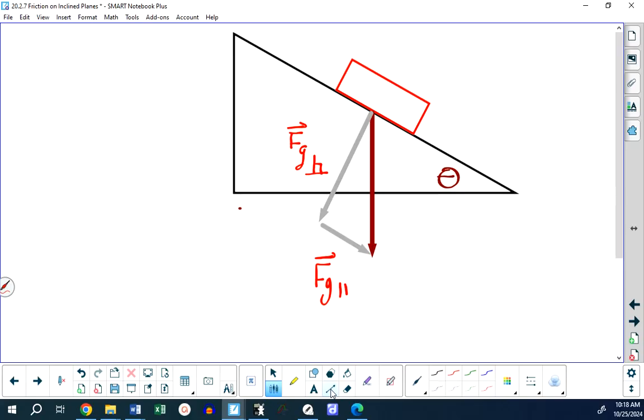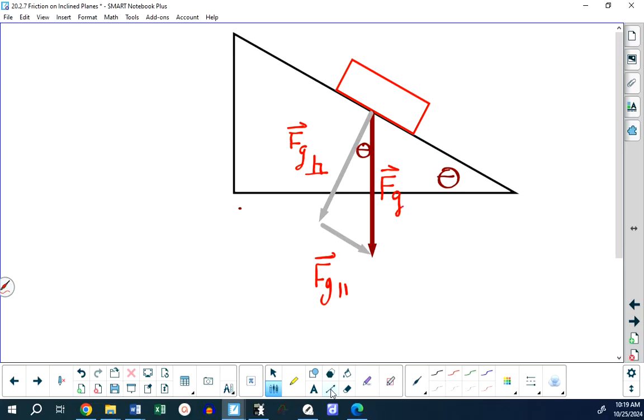It turns out, due to geometry, that this is the same angle as theta of the ramp. I think you can kind of see we're talking about similar triangles. I don't want to get into a geometry lesson, but that is the angle. This is the actual force of gravity, correct?